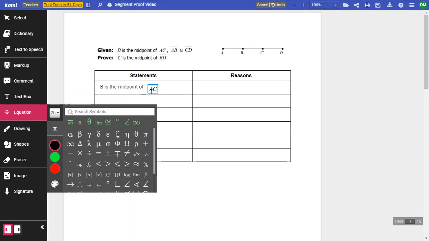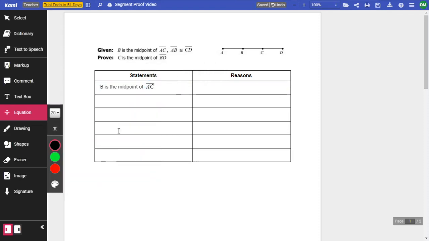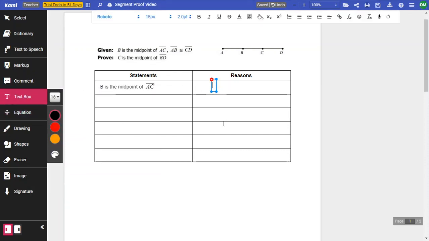AC. And in fact, if I wanted to make it look really nice, I could have made that B in the equation editor also. Okay, our reason here is that it is given information.